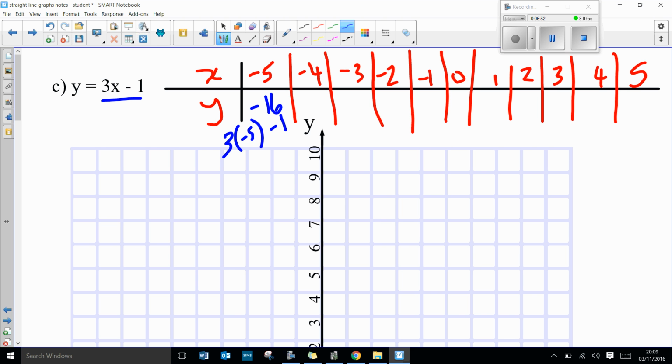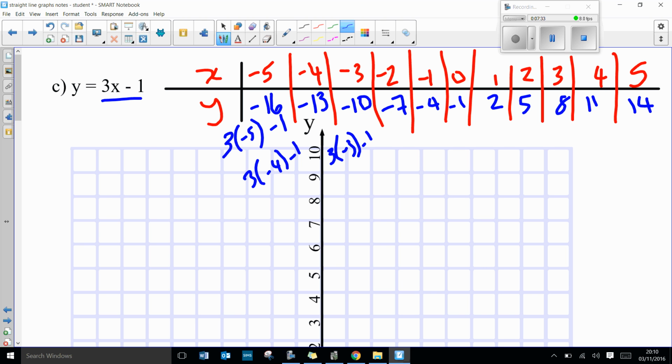For this box here, it would be 3 times -4 minus 1. 3 times -4 is -12. Take away 1 is -13. 3 times -3. Take away 1. 3 times -3 is -9. Take away 1 is -10. Again, I can see there's a pattern here. So I've got -7, -4, -1, 2, 5, 8, 11, and 14.